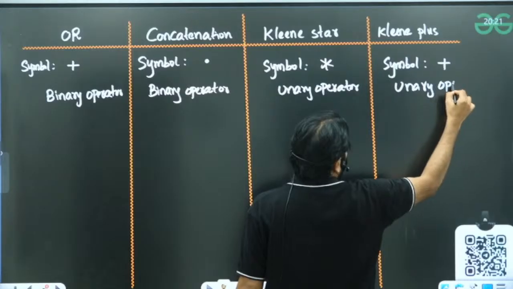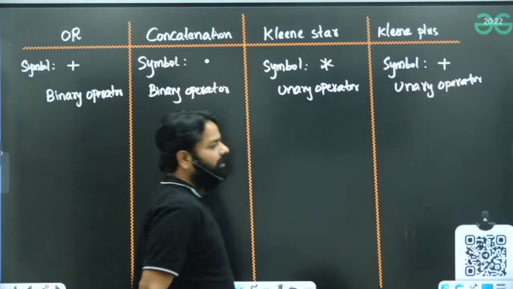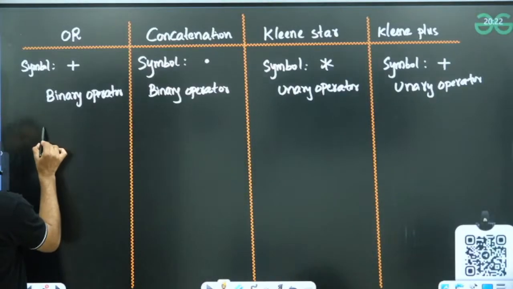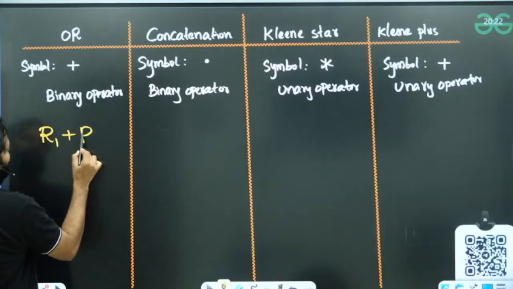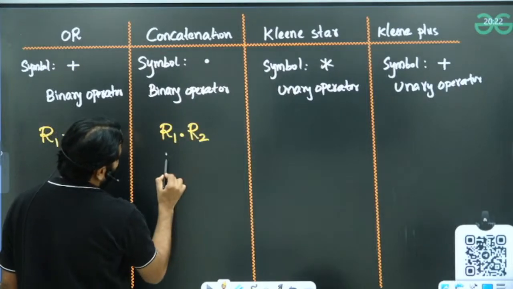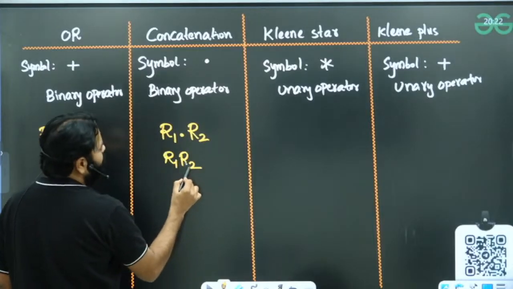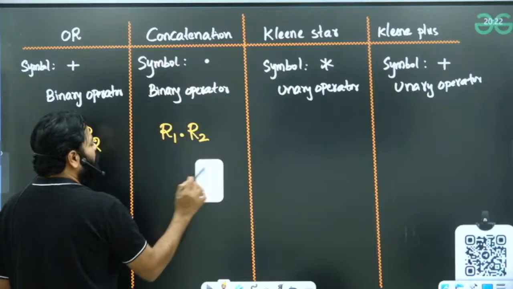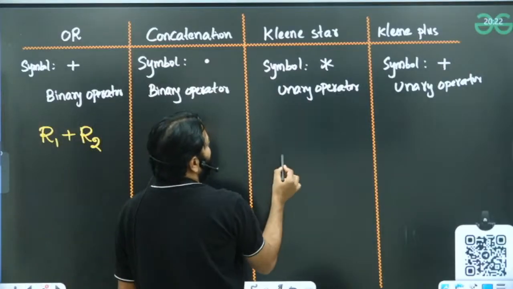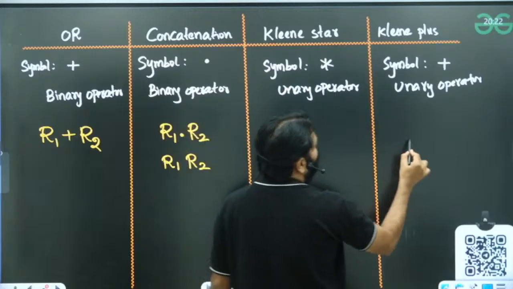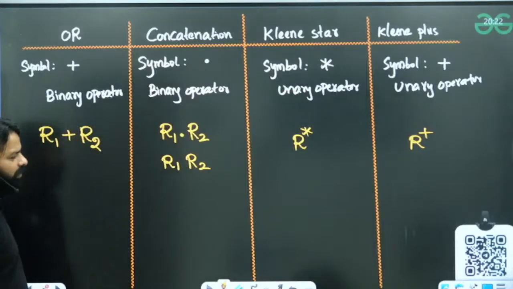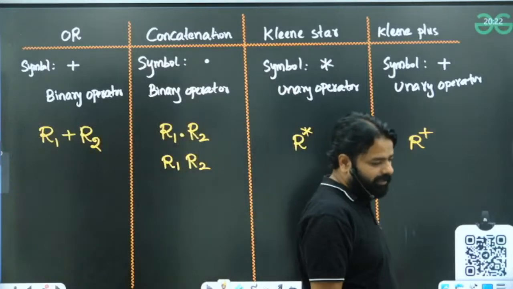This is a unary operator. That means you require only 1 operand. Anybody want to represent these expressions using these operators? We will write R1 plus R2, something like this. And here you can write R1 dot R2, or without a dot is also fine, like R1 R2. People know that it is just concatenation, because there is no symbol written between these 2 operands. And here R star, and here R plus. You write them as a superscript. Carefully write it. Now you can easily understand what each operator is.